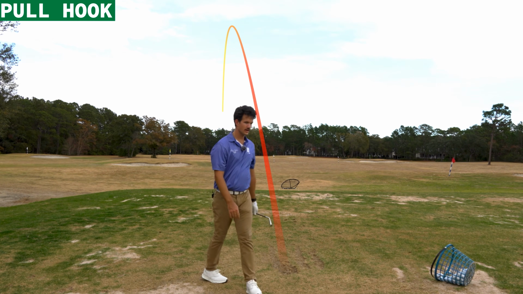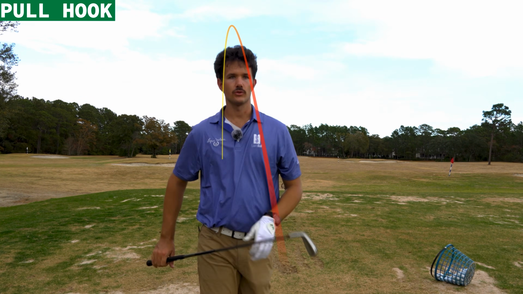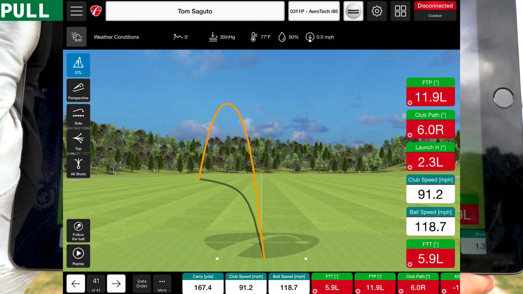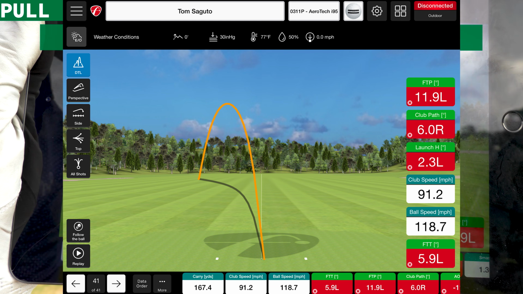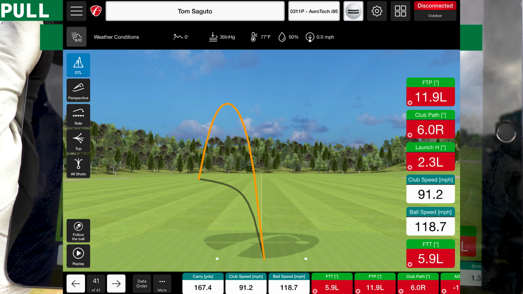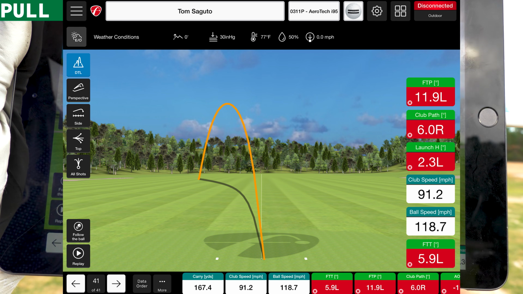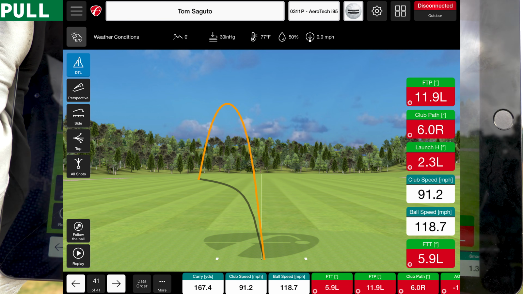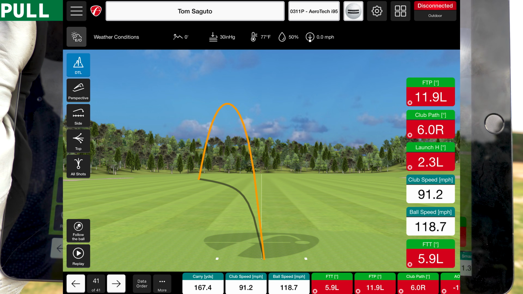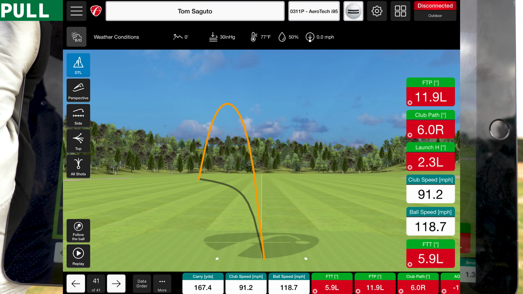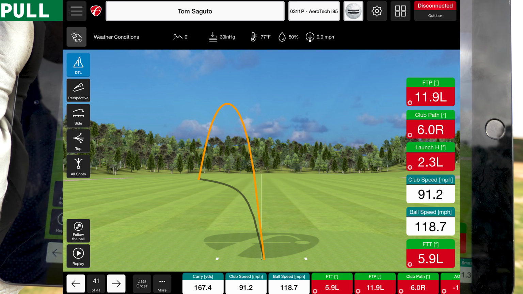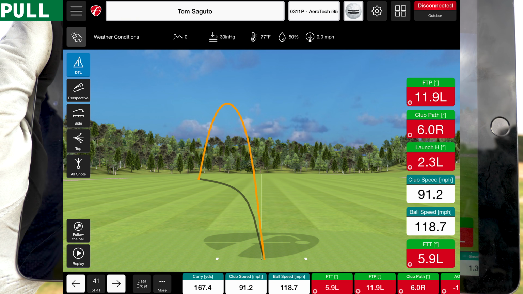So I swung a lot out to the right. The face was very close to that path. Face was like 6 degrees closed at impact to the target. The path was 6 degrees right. So that means my face is 11.9 degrees closed to the path. That ball is going to hook, but it started left and hooked.